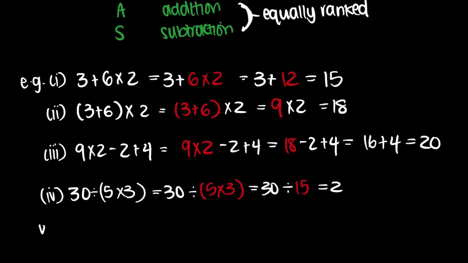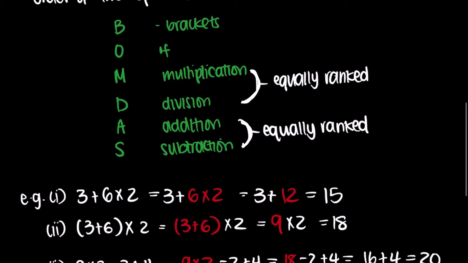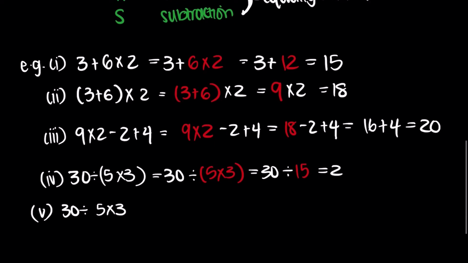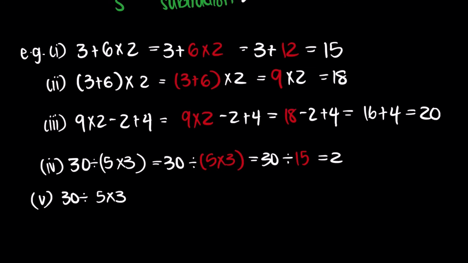Fifth example. 30 divided by 5 multiplied by 3. Division and multiplication are equally ranked, so we go from left to right. So we do 30 divided by 5 first, which is 6. And then 6 multiplied by 3 is 18.